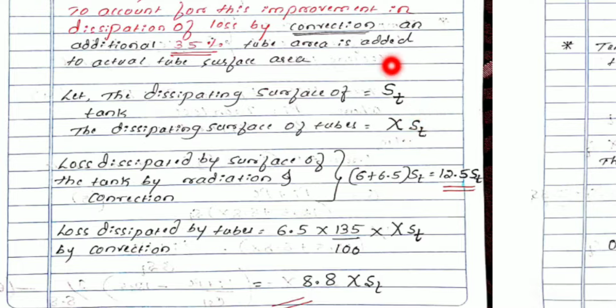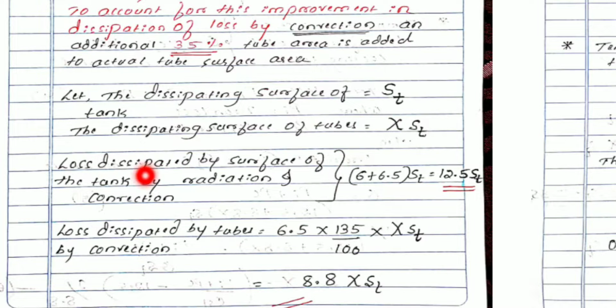So how have I taken ST here? S stands for surface, and T stands for tank. So the dissipating surface of the tubes will be equal to X times this ST. These are the considerations for the dissipating surface of a tank as well as the dissipating surface of the tubes.